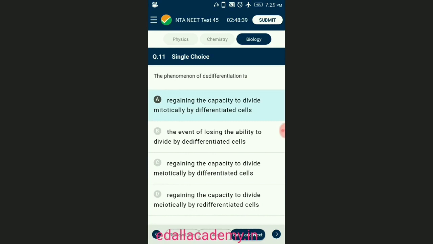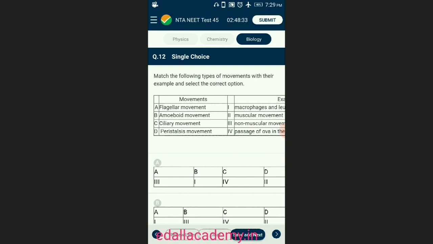Question number 12. Match the following types of movements with their examples and select the correct option. The peristaltic movement is a type of muscular movement. The amoeboid movement is phagocytic movement of macrophages and leukocytes by the formation of pseudopodia. Ciliary movement is present in our internal tubular organs, which are lined by ciliated epithelium, such as the passage of ova in the oviduct. Flagellar movement is the movement of sperms with the help of the sperm tail. So the correctly matching option is option A.